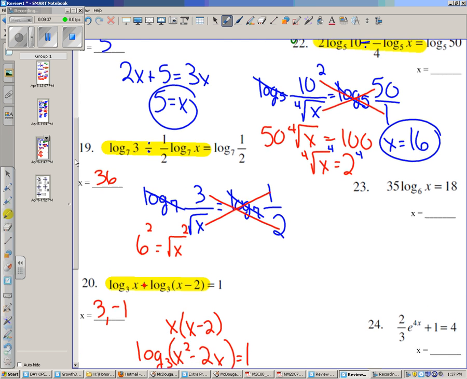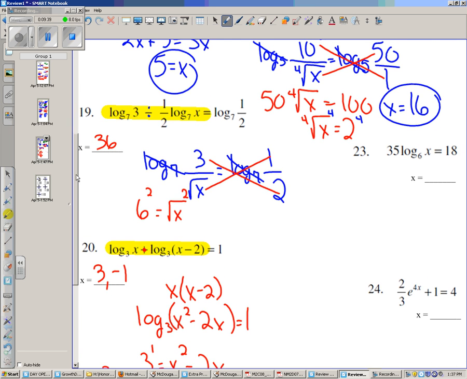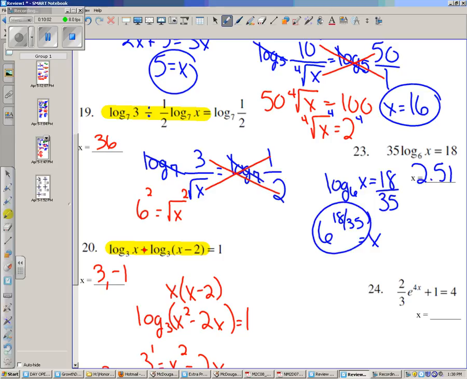because I took it to the 4th power, not the 4th root. All right, 23, can't loop yet, but I will need to loop because of that constant 18. I'm going to first move the 35 by dividing, and I'm actually going to just leave that as the fraction, 18 over 35, and now I'm ready to loop. It's going to become 6 to this exponent, equals x. If you want to leave your answer like this, that's fine. As a decimal, I get about 2.51.